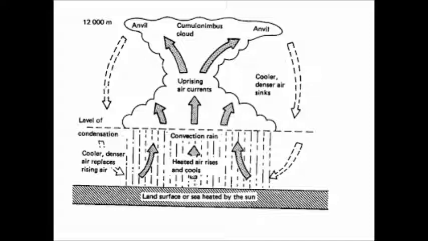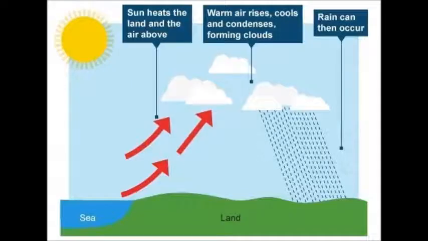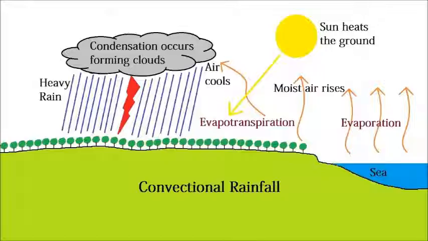Convectional rainfall is very common in the equatorial region and also in the tropical regions in summer. In the equatorial region, convectional rainfall is called afternoon rain, as it occurs mostly in the afternoon. It is accompanied by thunder and lightning.